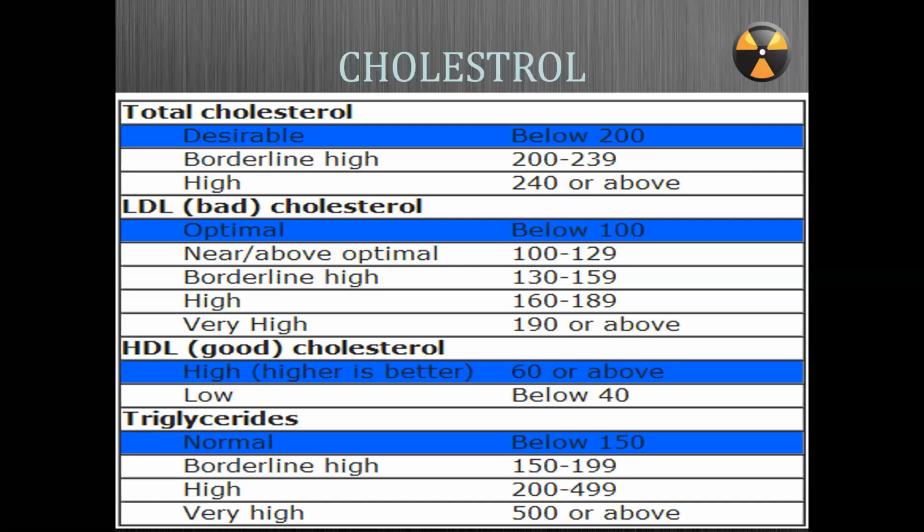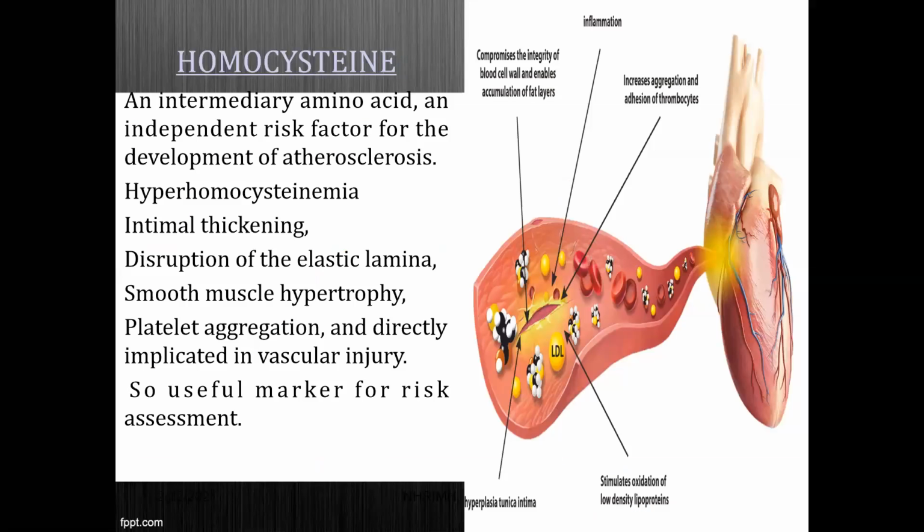It is a risk factor for the development of atherosclerosis. This homocysteine comes from methionine. Methionine amino acid, when you take it from the diet, is converted to homocysteine. So when this homocysteine is increased, it is increased in vascular injury.